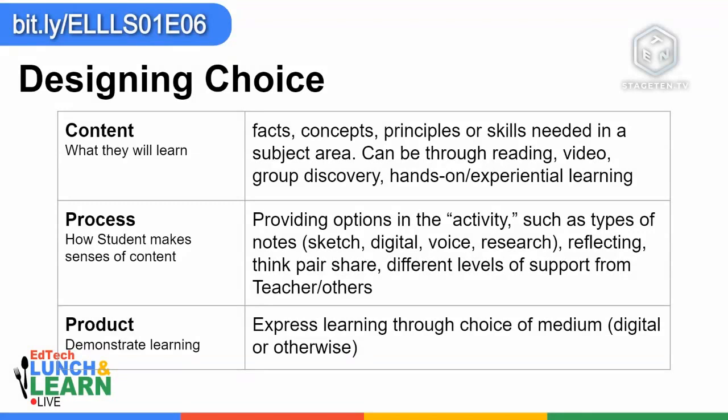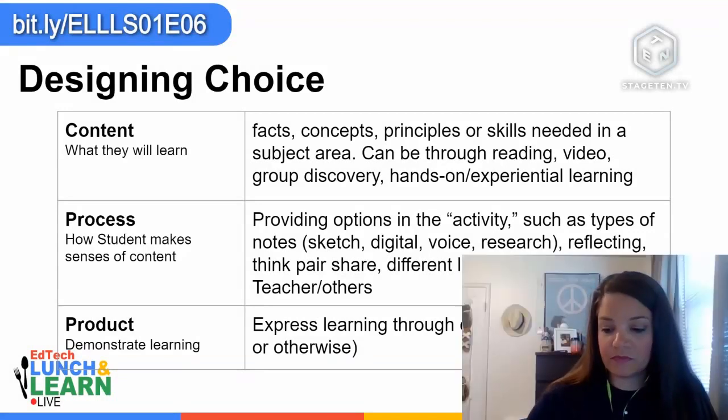Product is probably the easiest place to allow students to make choice. So what kind of product are they going to create to show that they learned something? So it can be digital, it can be hands-on, it can be on paper. It doesn't really matter. You're giving them the choice to make that decision. So that's very powerful.